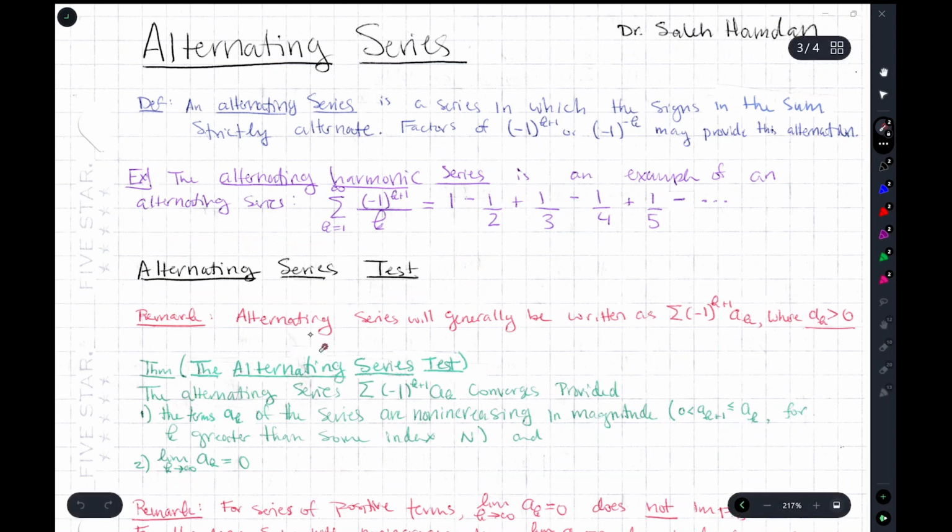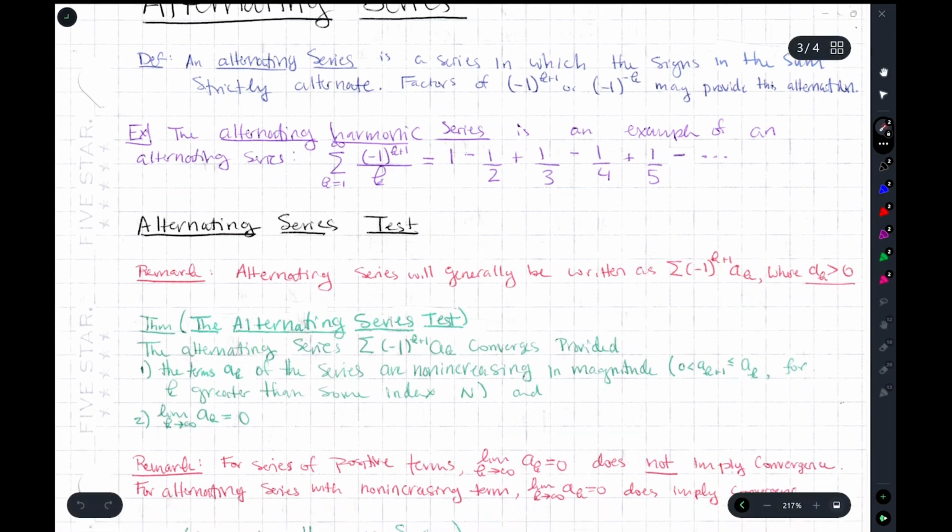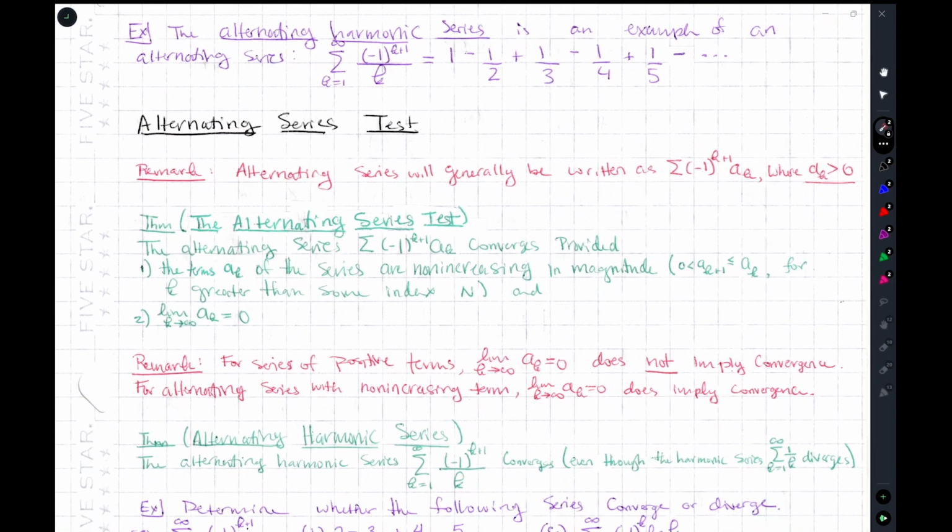Okay, and just a quick note on notation here. We'll write alternating series this way, where this part here does not alternate. So a_k is assumed to be strictly positive. Okay, and we're letting all the alternation happen with that factor. Okay, that's important. So here's a theorem.